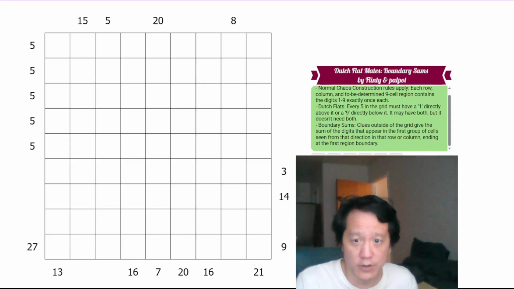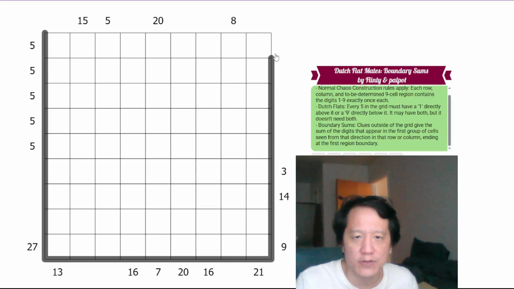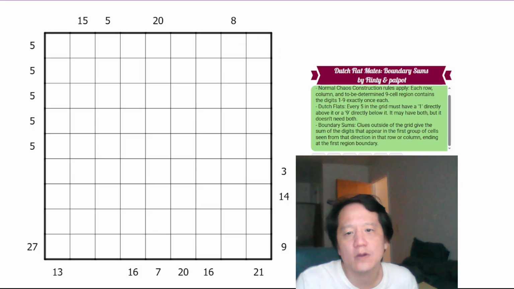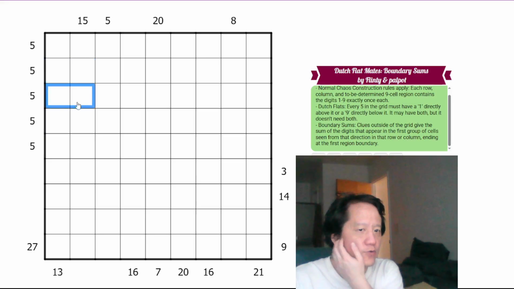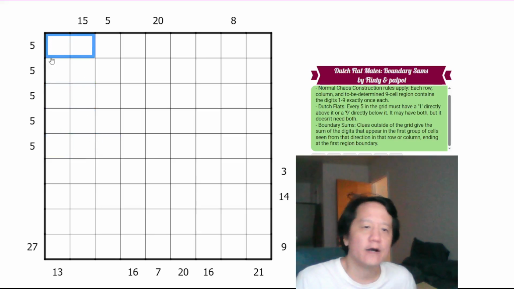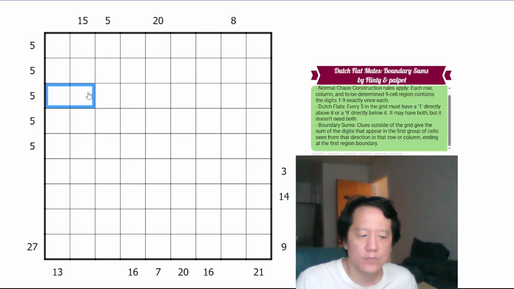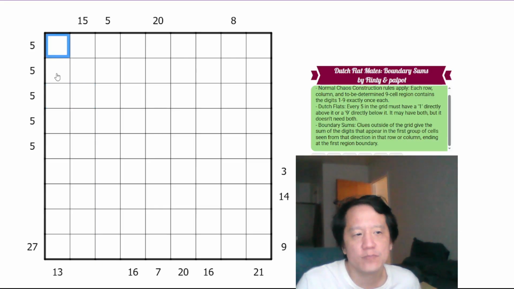Let's go. Okay, let's draw a boundary around the edge of the grid. So these add up to 5 for these sets. Now, you cannot have more than 3 digits. You can't have more than 2 digits ever adding up to 5 for the region boundary.